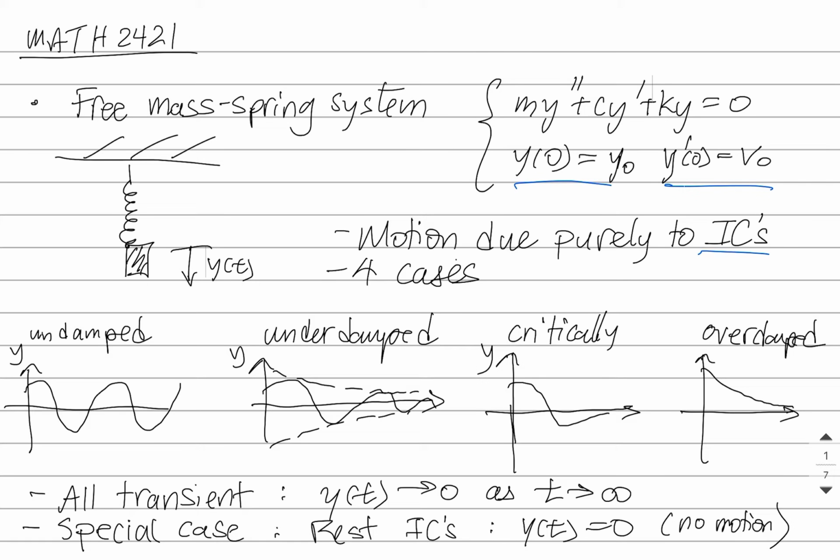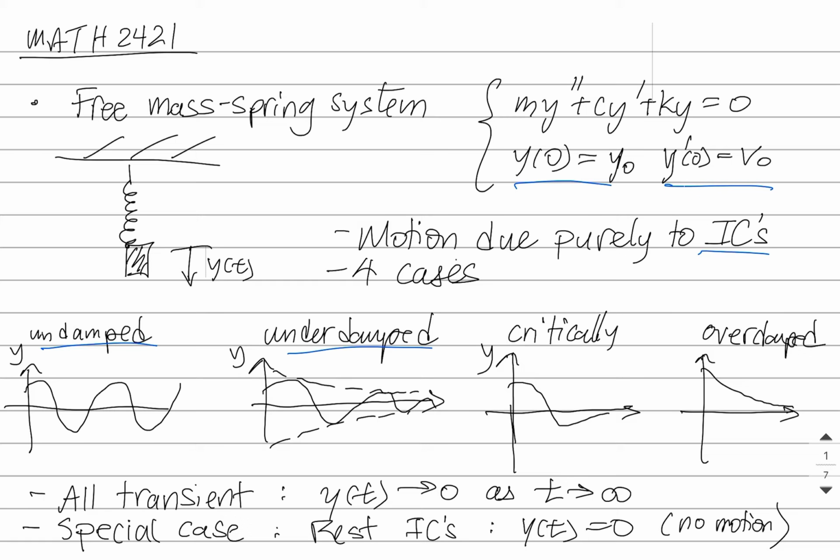So in this situation, there are 4 cases of motion. Now, I say 4, but one of them is not realistic. The undamped case is an idealization. In the real world, no matter where we are, we're always going to have some sort of damping due to the medium we're in. So realistically, the next 3 cases are those that occur.